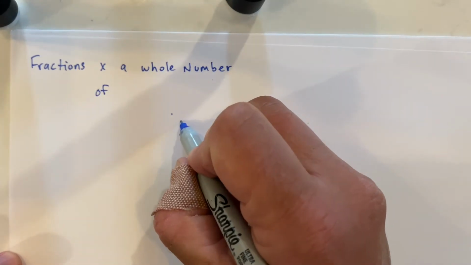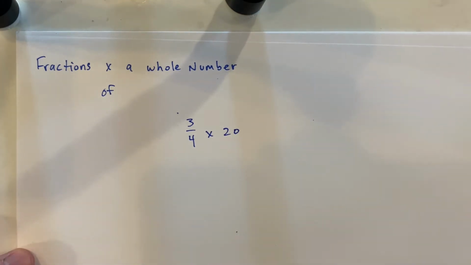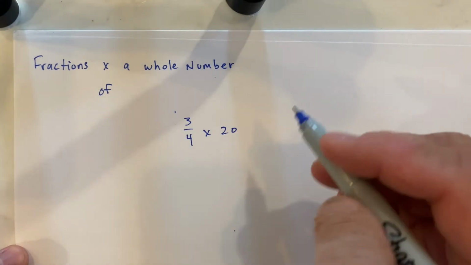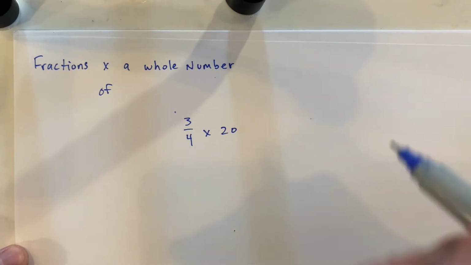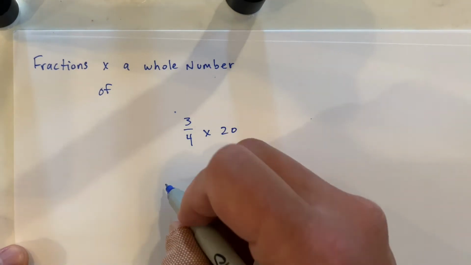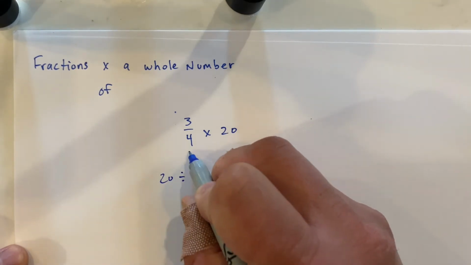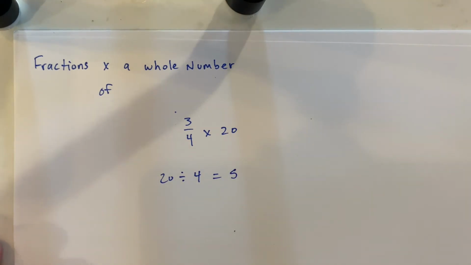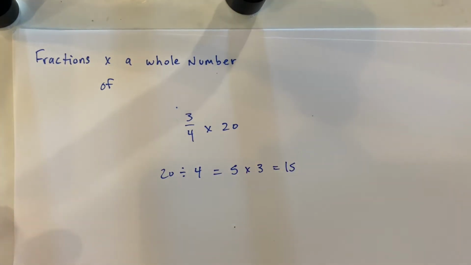So let's start with 3/4 times 20, or 3/4 of 20. One of the first ways we learned how to do this was taking 3/4 and using 1/4, multiplying 1/4 by 20, and then scaling up to the 3. So to do that, we simply divide our whole number by 4, our denominator, to get the answer of 1/4, which is 5, and then we scale up by our numerator. We multiply that by 3 to get 15.